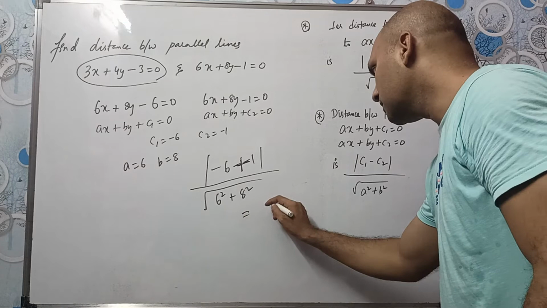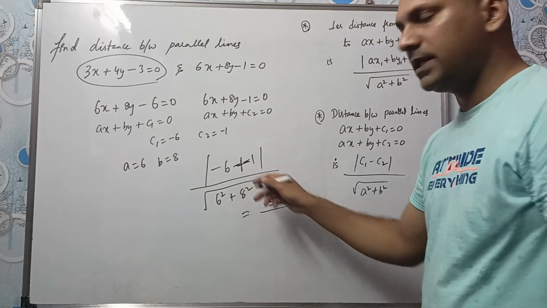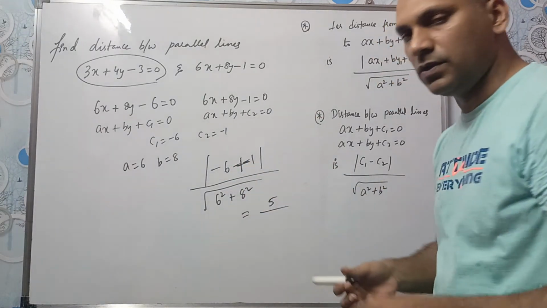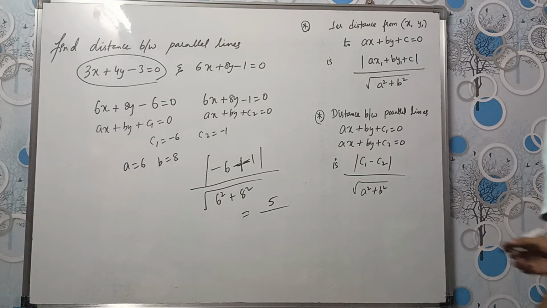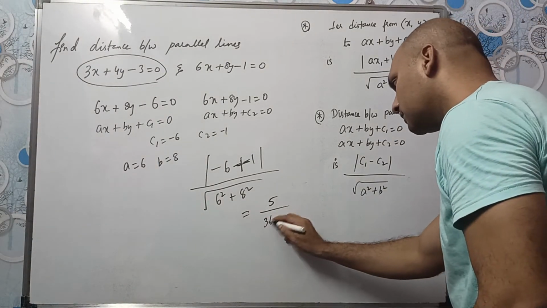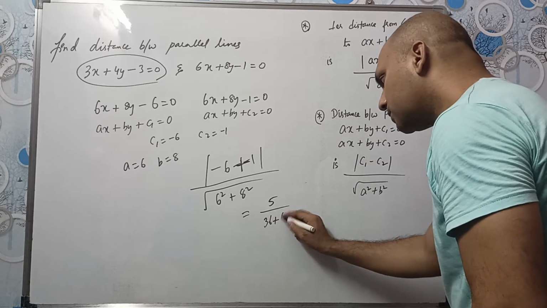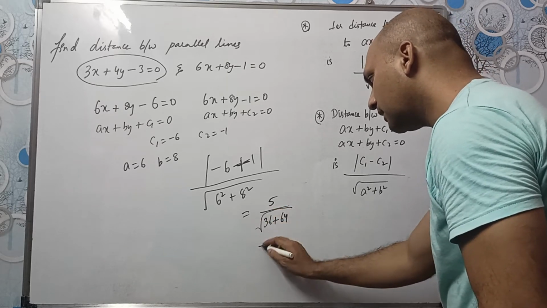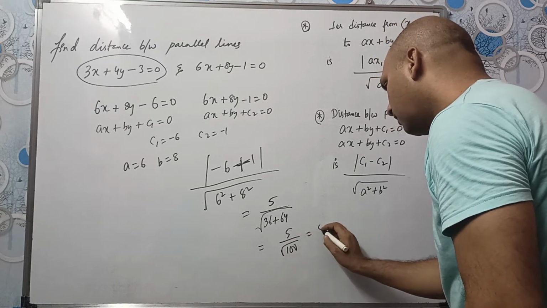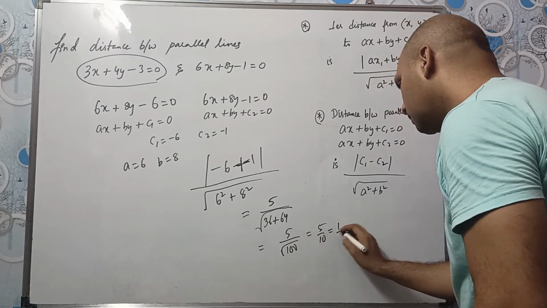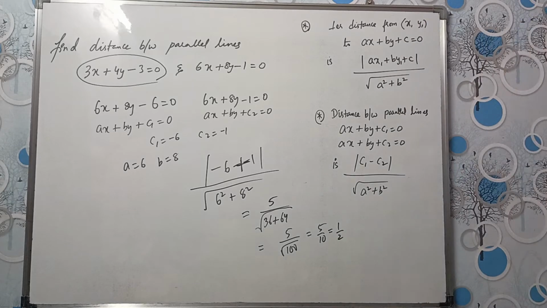So this will give us minus 5 in the numerator, but I am writing plus 5 because we have a modulus there, and distance cannot be negative. So 6 square is equal to how much? This is equal to 36 and 8 square is 64. So this is 5 divided by root of 100, 5 divided by 10, equal to 1 by 2.